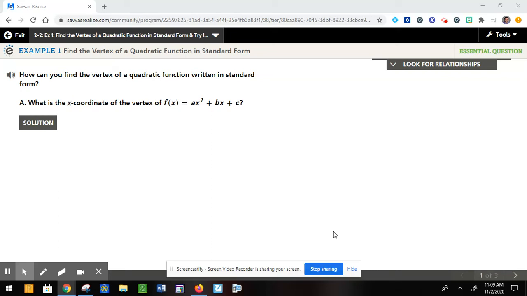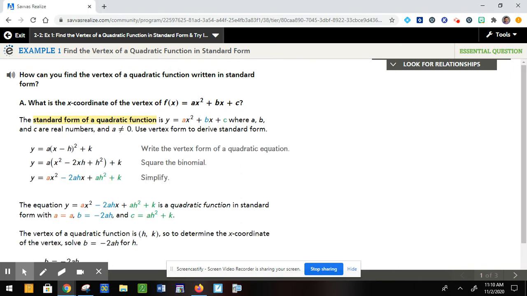Welcome to lesson 2.2. We're going to be talking about the standard form of the quadratic function. In this example, we find the vertex when it's in standard form. We talked a lot about what it was in vertex form.